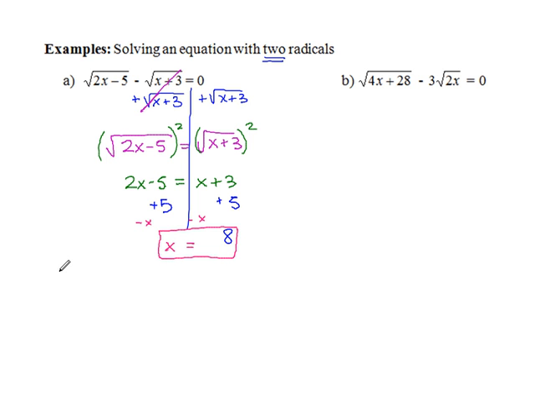Now I want to double check, plug it back in. 2 times 8 is 16. 16 minus 5 is square root of 11. Minus 8 plus 3 is square root of 11 equals 0. Root 11 minus root 11 is 0. 0 equals 0. So we're correct.